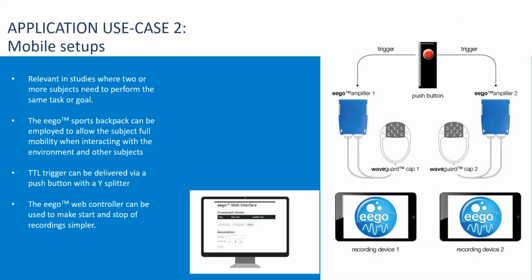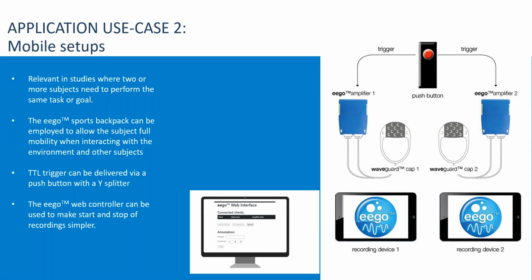We do have, of course, the need for hyperscanning in more mobile setups also. And this is what you should see in my current slides. So this is the kind of setup that we envision for when you're using eego in a mobile setup. You have a push button which can send a trigger simultaneously, so preferably which has a Y splitter, sends the trigger at the same time to amplifier 1 and 2.